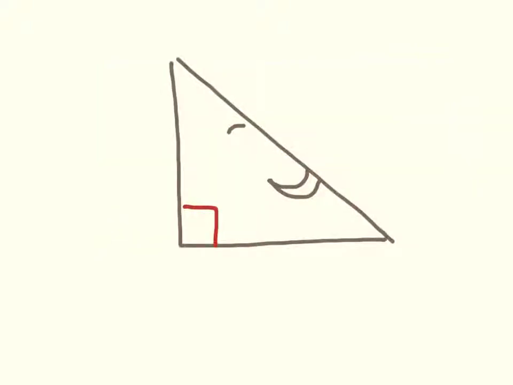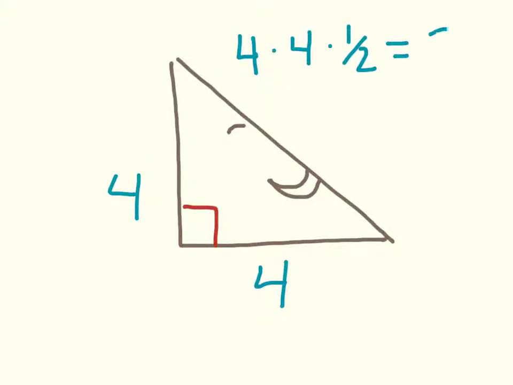All right, Mr. Right, let's go shopping for that bed. But first, I need to know your base and height. Well, my base is 4 units, and my height is 4 units. So, using that special formula you gave us, 4 times 4 times 1/2 gives us 8 units squared.